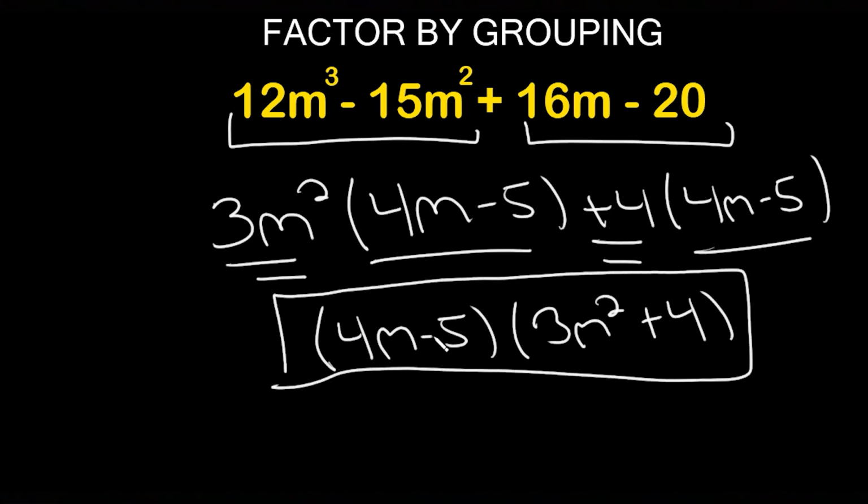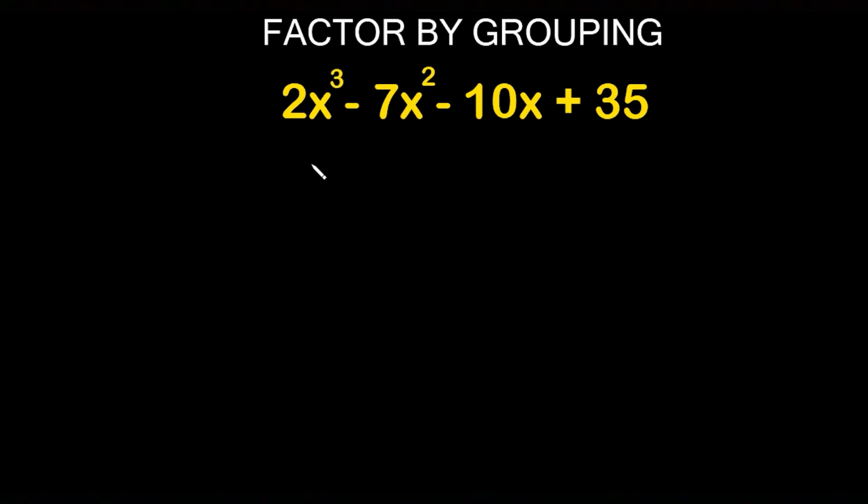All right, let's try 2 more problems. So here's my next example. Do I have 4 terms? I do. All right, let's try to factor by grouping. We're going to group together the first 2 and then the last 2.